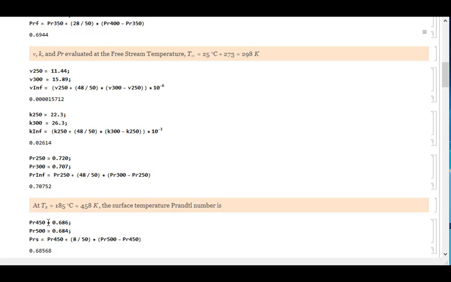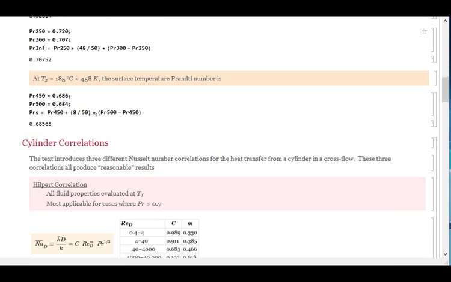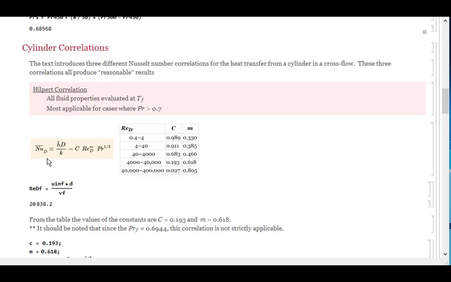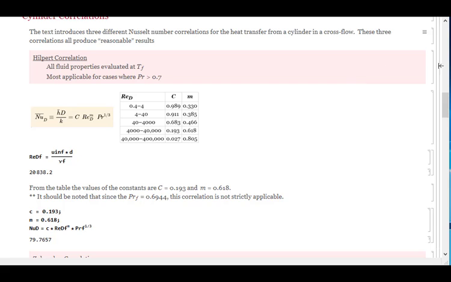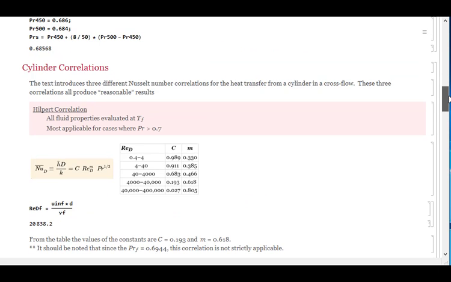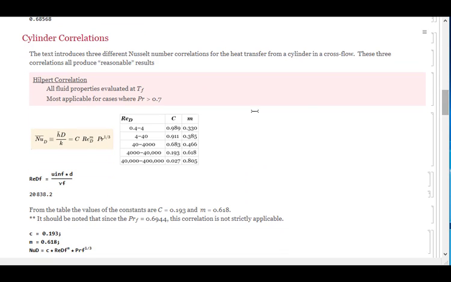For one of the correlations, we need to evaluate the Prandtl number at the surface temperature. So the surface temperature is 185 degrees, which works out to 498 Kelvin. And again, this is the interpolation for my Prandtl number evaluated at the surface. All right, so in the text, it presents 3 different correlations for the cylinder. And the first one is the Hilbert correlation.